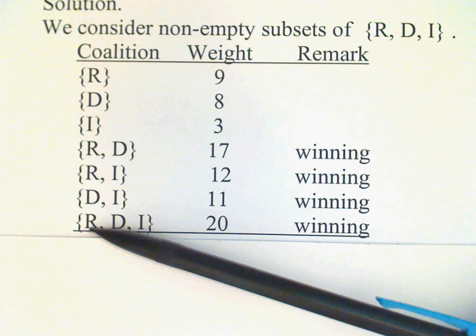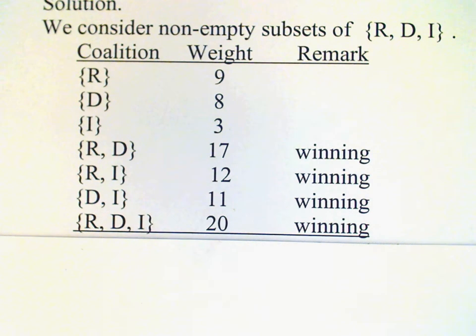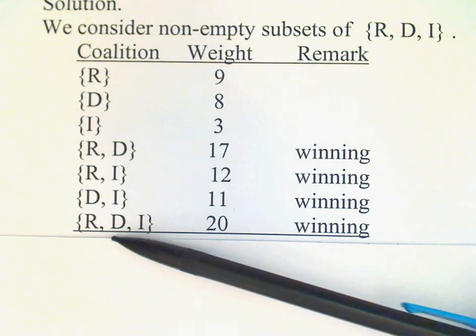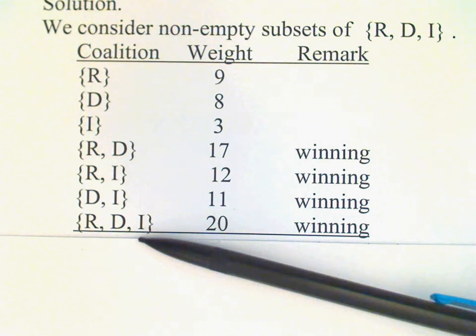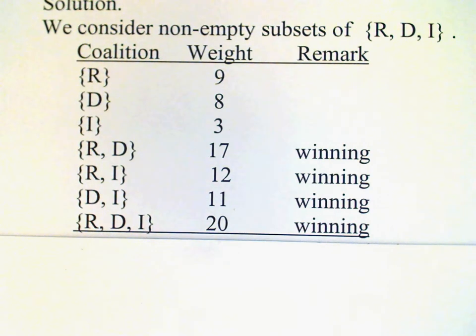On the other hand, in this coalition, RDI, none of the voters is critical because any one of these three parties can be removed from the coalition, and then we would still have a winning coalition.